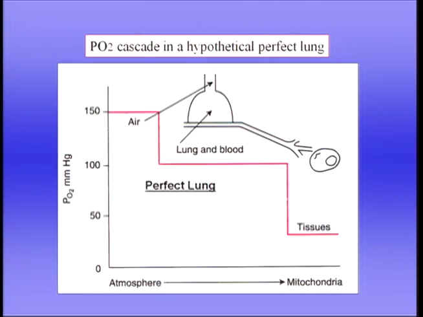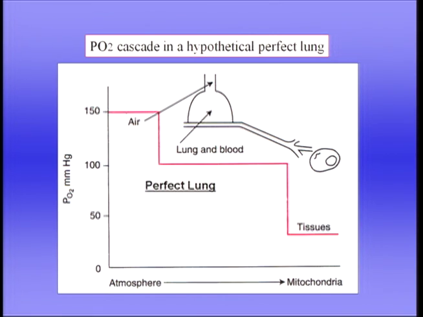And the first thing we're going to look at is a perfect lung. This is a hypothetical perfect lung. It doesn't exist, but it helps us to understand the oxygen cascade from the air to the mitochondria in the simplest possible way, and then we're going to look at the various ways in which this perfect situation is impaired by 3 causes of hypoxemia. So here we have our perfect lung, where the PO2 of the inspired gas is 150 millimeters of mercury. That's what we're faced with in our environment.